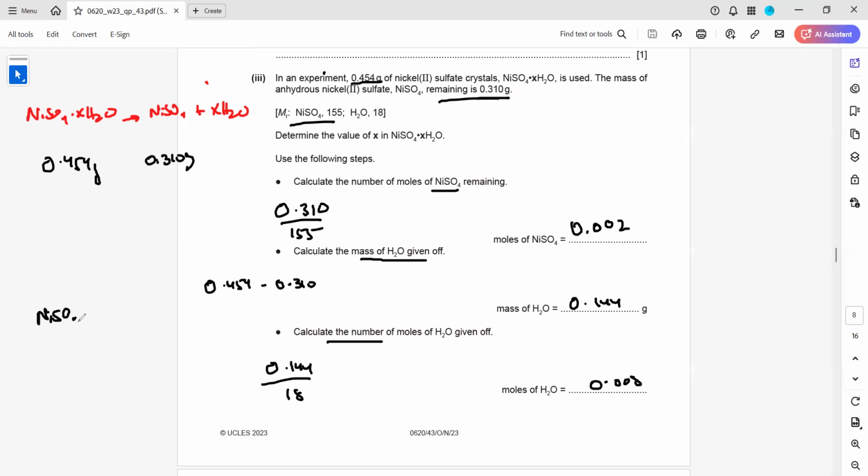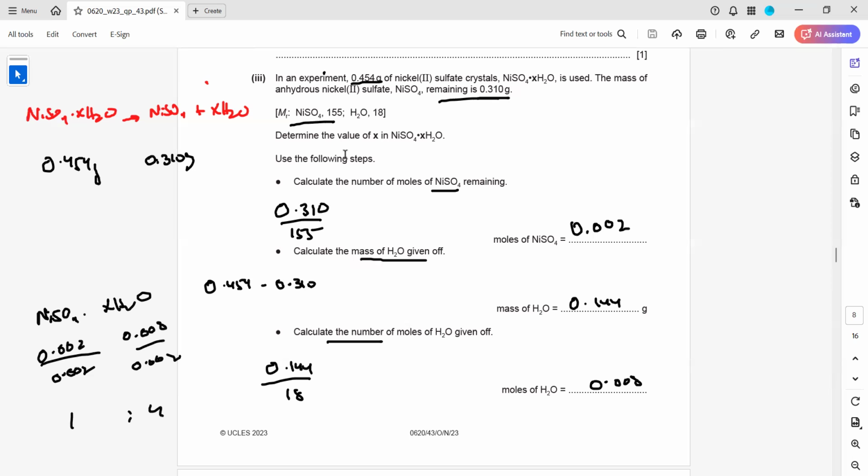Then we take the simplest ratio between nickel sulfate and the water molecule, like 0.002 and 0.008. So we divide both of them by 0.002. This will be 1 and this will be 4. So what is the value of x? It means the value of x is equal to 4.